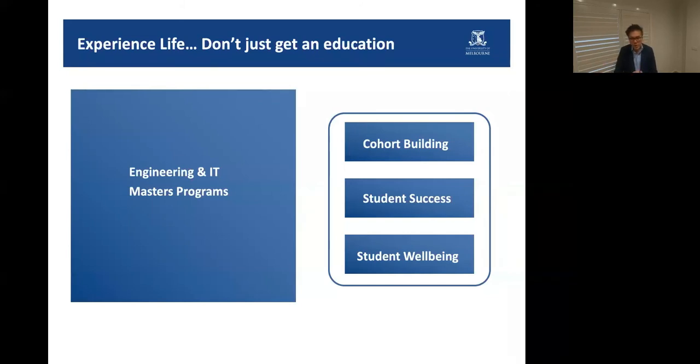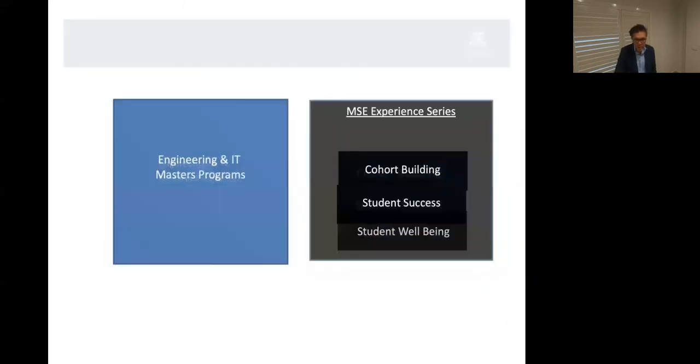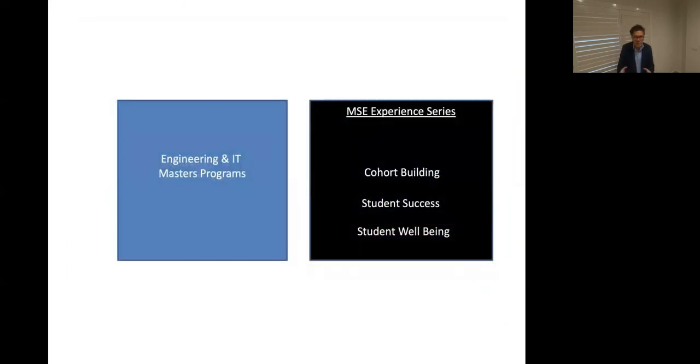Okay, there's cohort building. You need to build a cohort. Student success and student well-being is very important. We take all these things very seriously. So things that you do outside the classroom are very important to us as well. So we build all these things that are outside the classroom, and we put them under the umbrella called MSc Experience Series. You'll be seeing terms to do with MSc Experience Series in the MSc Express newsletter, which will be mailed out in the next week or so, right?